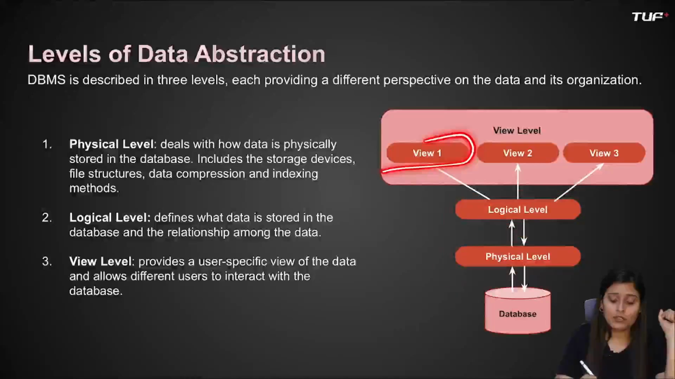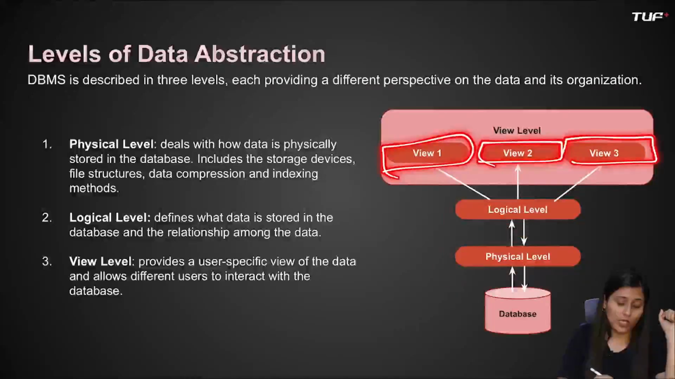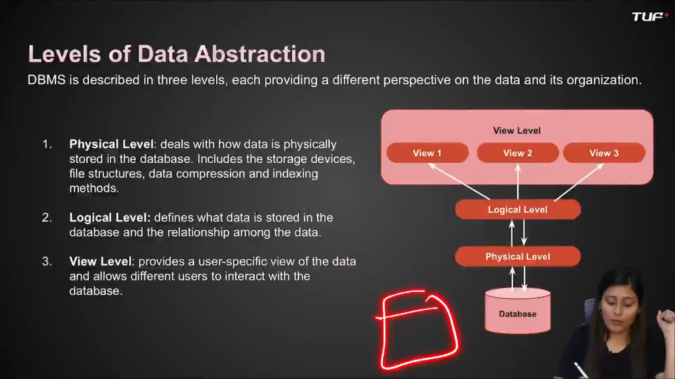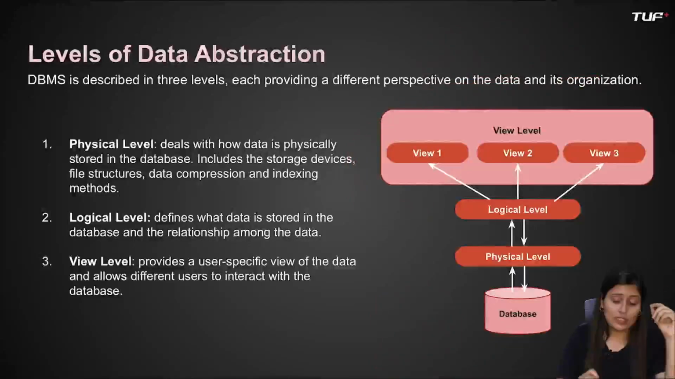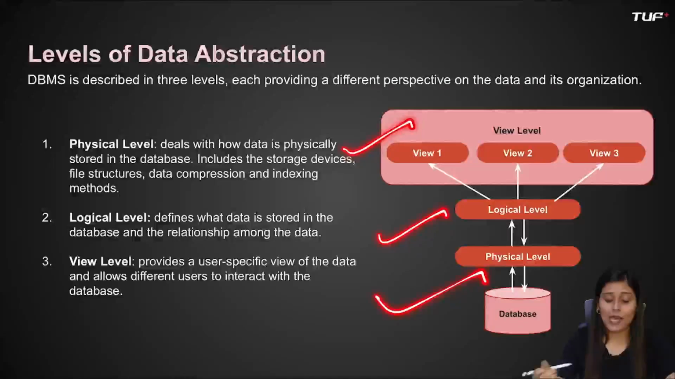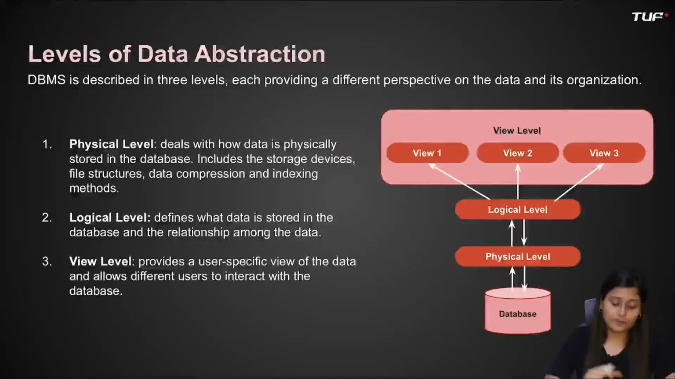The third level is the view level, which the user interacts with. It provides a user specific view of the data. It might happen that the data is stored in a tabular form, but when we want to see the data, we can see it in an invoice form or some other form. So the format in which we are seeing the data will be considered a view from the view level. It provides a user specific view of the data and allows different users to interact with the database. So these are the 3 levels of data abstraction in DBMS.